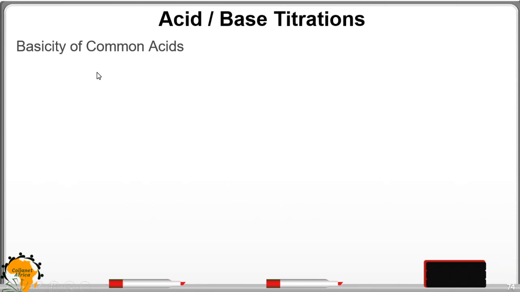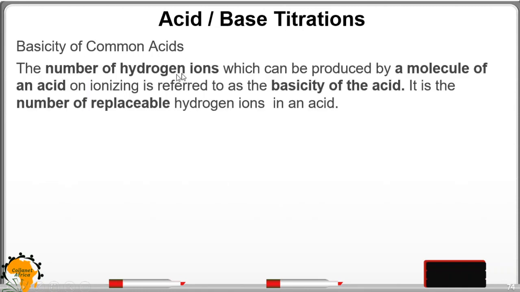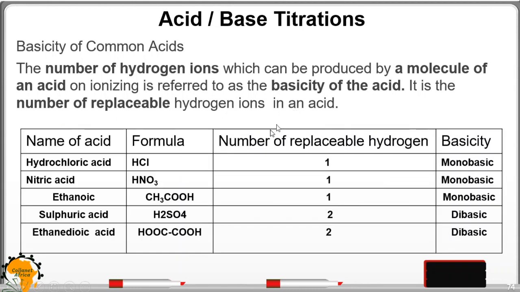So what is basicity? It is the number of hydrogen ions which can be produced by a molecule of an acid on ionization, and that is what is referred to as the basicity of that acid. It is the number of replaceable hydrogen ions in an acid.